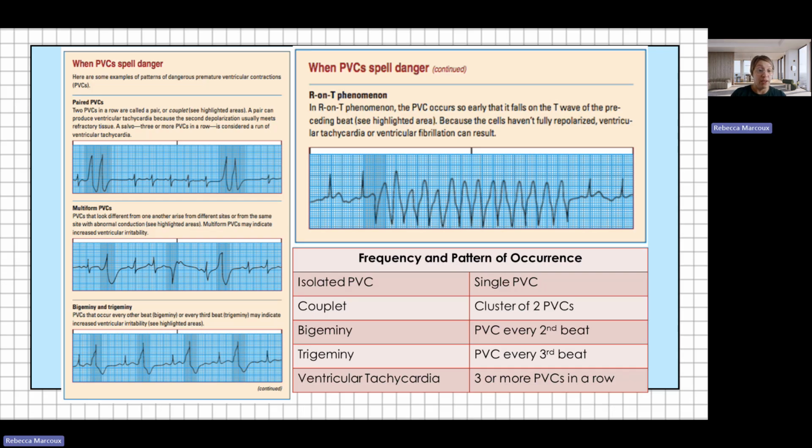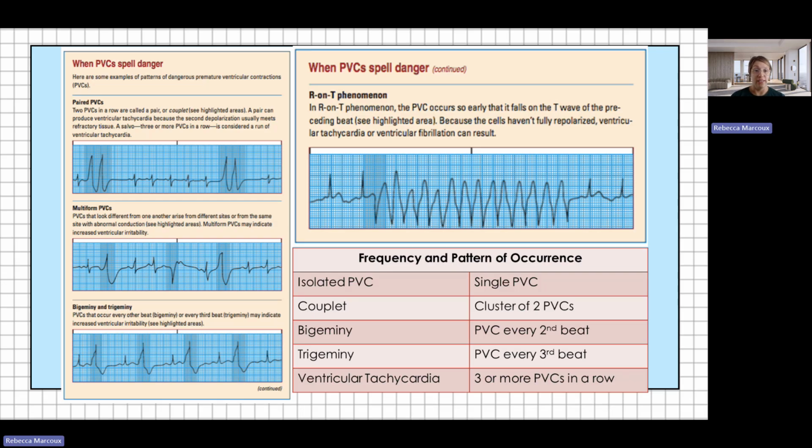The other thing that we start getting concerned about is when we have bigeminies, trigeminies, or quadrigeminies. So a PVC every other beat is a bigeminy, a PVC every third beat is a trigeminy, a PVC every fourth beat is a quadrigeminy. Okay, so again, those start being concerning for the fact that they're happening so frequently.